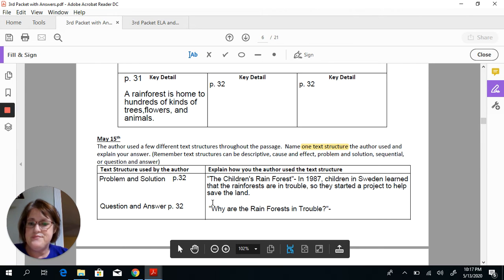Never mind. I did not. I was thinking about that I was going to include cause and effect, but I didn't.